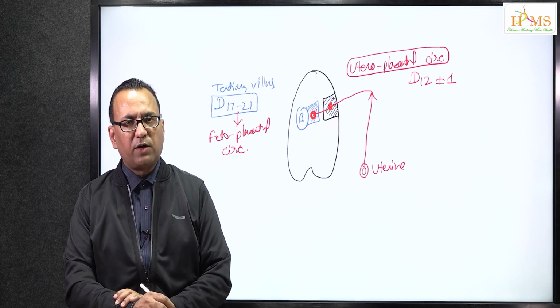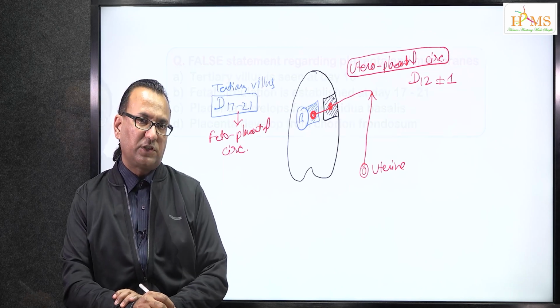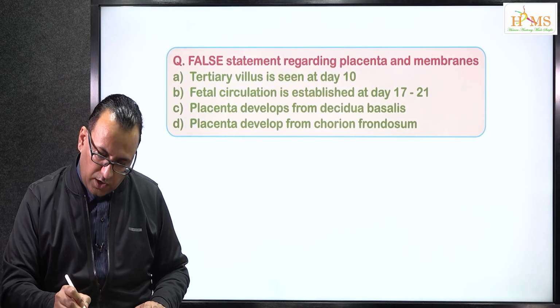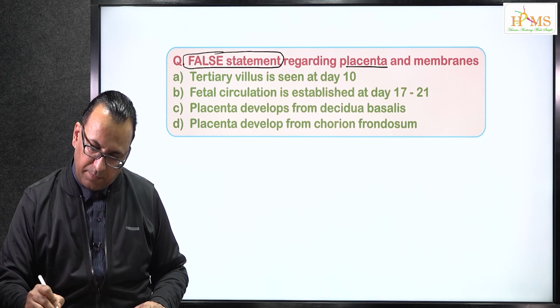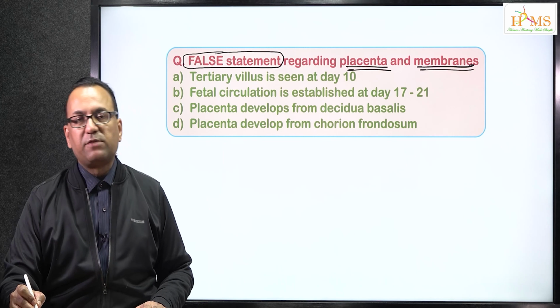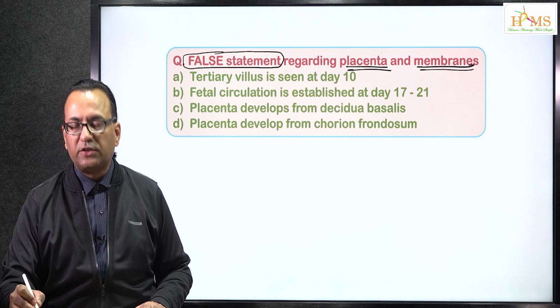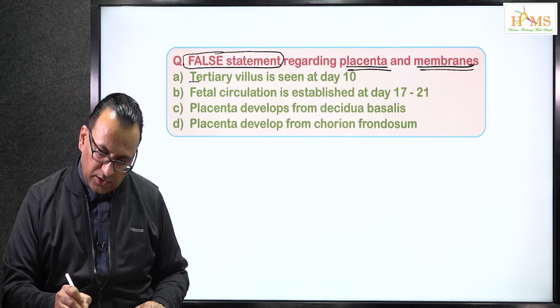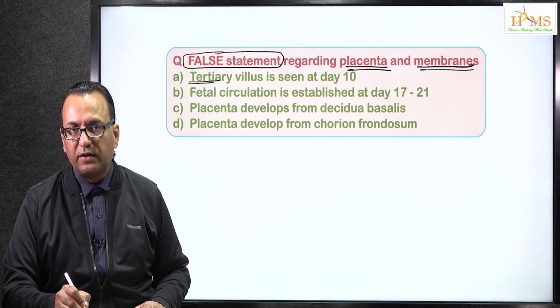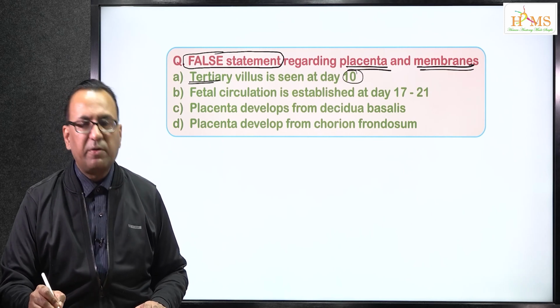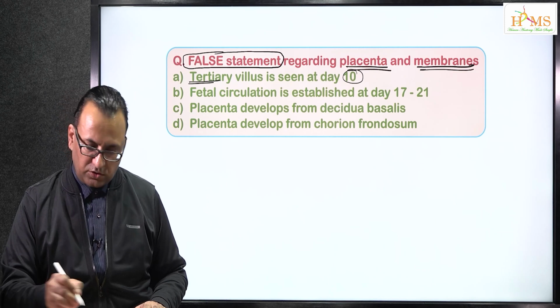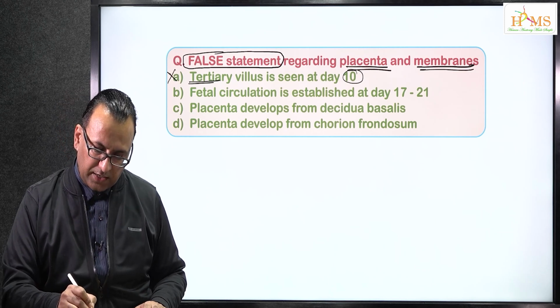And let us go back to the question where we started this discussion. We were being asked about a wrong statement regarding the development of the placenta and the placental membranes. And as we mentioned in the beginning of the discussion, this tertiary villus, the third villus, is in the third week, day number 17 to 21, not day number 10. At day number 10, it is primary villus. So this is a false statement, and that is our answer.